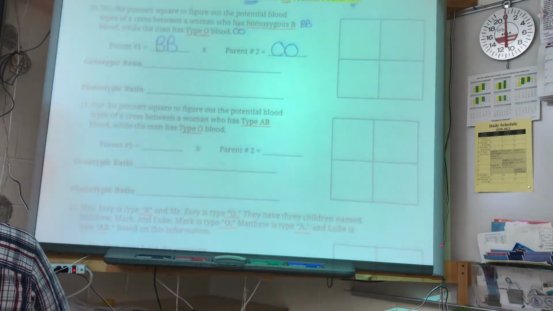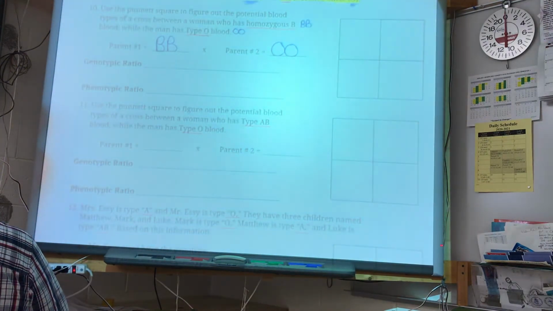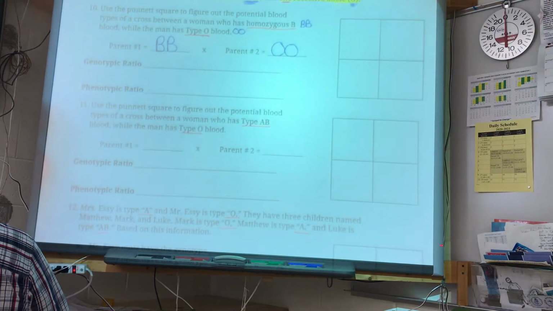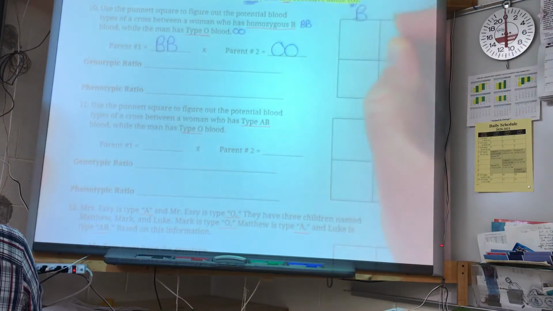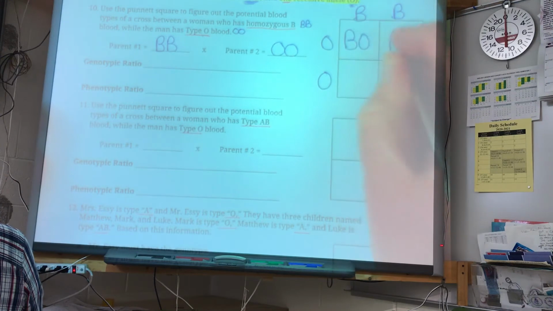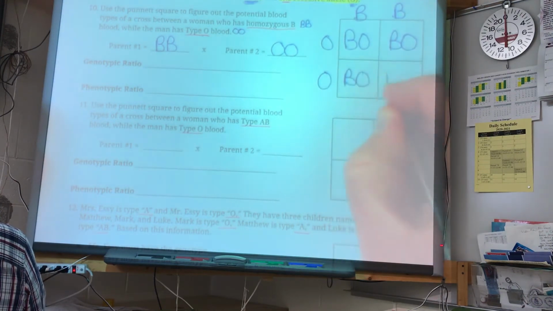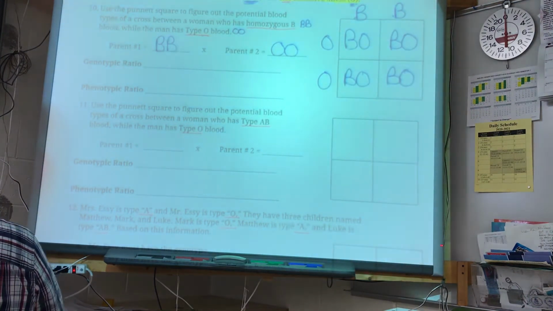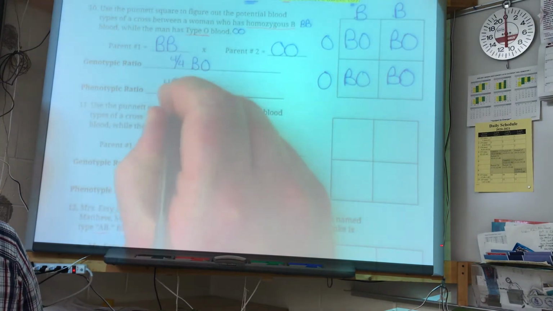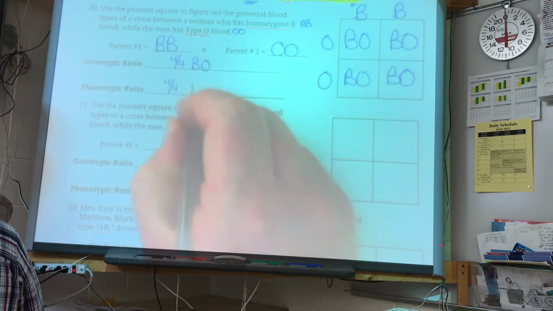Okay? So if the woman was homozygous for B, and if the man was blood type O, now we don't have to say it, but we could say homozygous for O, it's not necessary because it's a recessive trait, then we can go through and fill out a Punnett square. These Punnett squares are exactly the same as any other Punnett squares. We just have O's and B's, and that's really it. So if a woman who is homozygous for blood type B has a child with a man who is O, then 4 out of 4 of their children are gonna have BO.